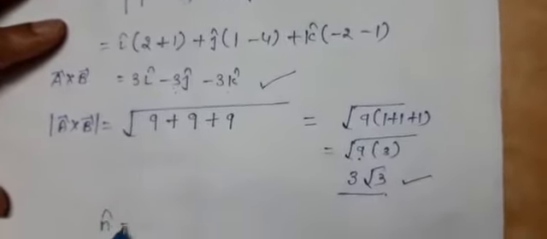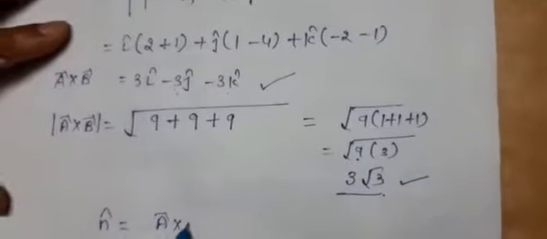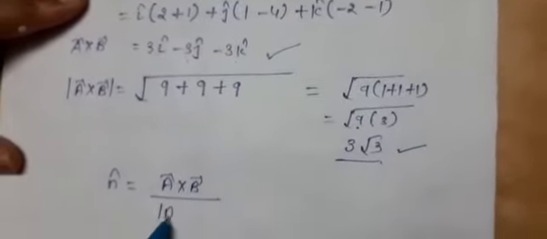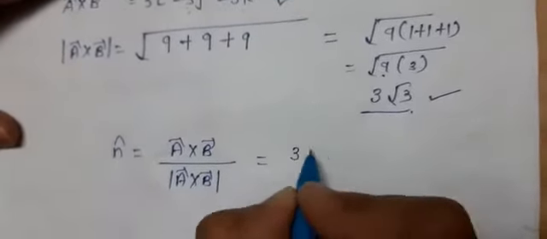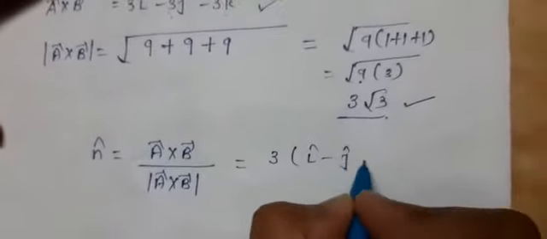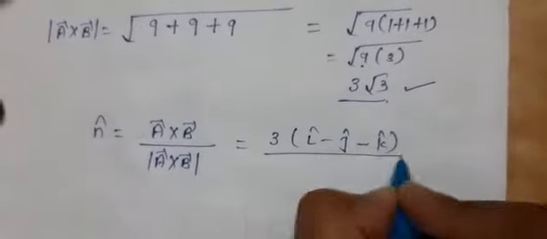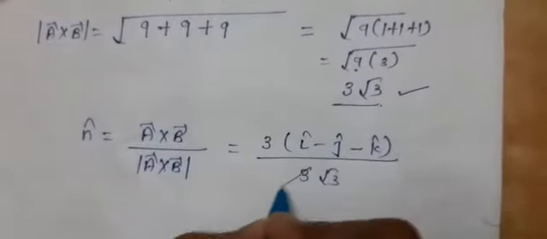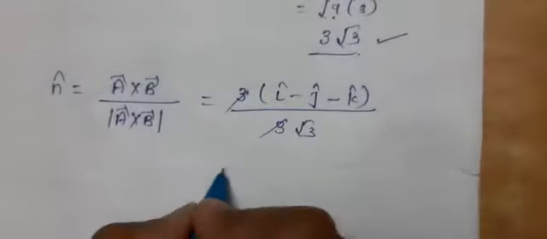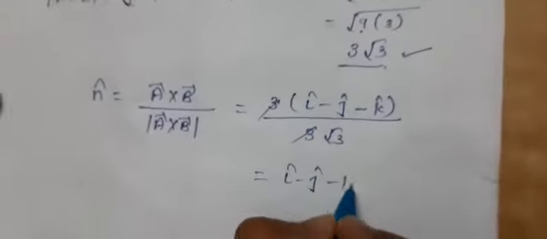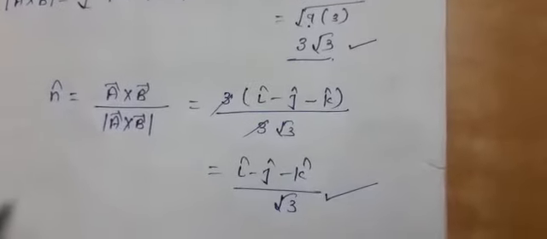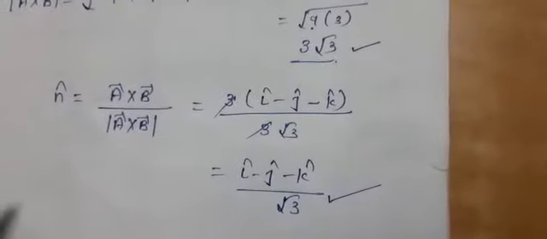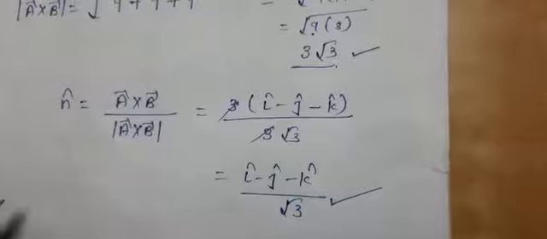Now simply apply the formula: A cross B upon modulus of A cross B. So it is 3. I can take 3 common because all the terms have a factor of 3, and in the denominator 3 under root 3. So it will be cancelled. So I minus J minus K divided by root 3. This is a unit vector perpendicular to the plane containing A and B.